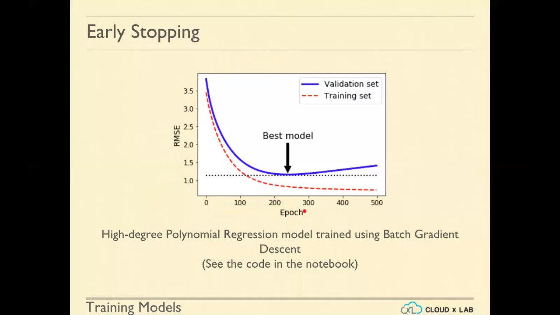X-axis is number of iterations, and y-axis is root mean square error. The blue one corresponds to the validation set, and the dashed one corresponds to the training set. As the number of iterations goes higher, the difference between the root mean square error keeps on increasing.